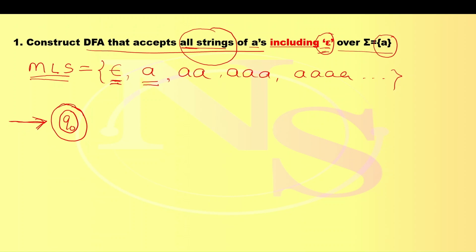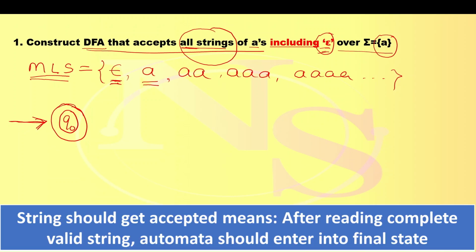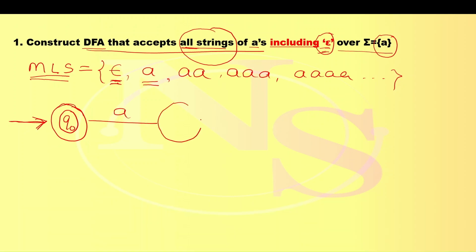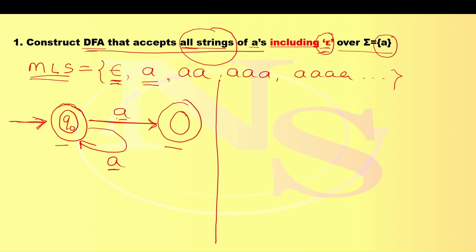The next valid string is A. Hence, it should get accepted by the DFA. That is, after reading this A, the automata should enter into a final state. Then only we can say A is accepted. In this case, this transition is going to a final state, but we already have one final state. So this transition can come back to the same state. There are two possibilities: the transition on A should enter into the final state, either this or this. As per the definition of deterministic, we need to have only one transition for one symbol. Then we need to decide one transition out of these two.